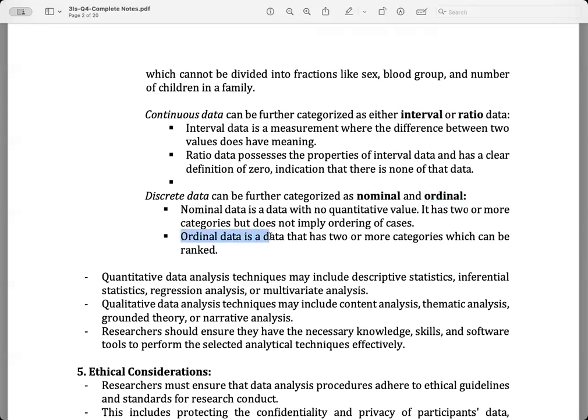Then we have your ordinal data, data that has two or more categories which can be ranked, but the difference between the ranks may not be equally the same, unless it has a value that makes it interval. That's the main difference between your ordinal data and your interval data, the difference between the values and the meaning that these values have. Exclusively, if you just wanted to rank the values based on their quantity or magnitude, then you're dealing with ordinal data. But usually if you have equal differences and the differences have meaning, then you're dealing with interval data.